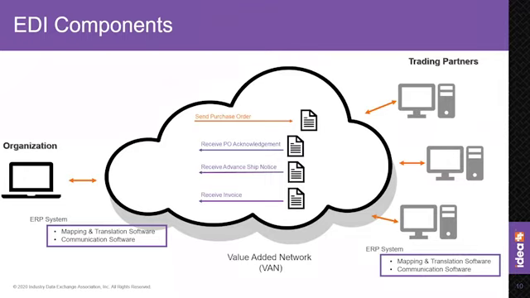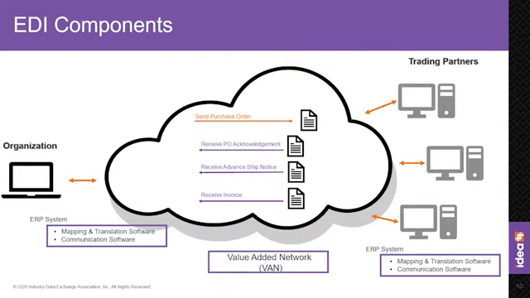On the other end, you can see your trading partners or the organizations that you're doing business with. They need to run the same mapping and translation software capability that is connected to or interfaced with their ERP system. And they also need the communication software to establish the connections on their end.